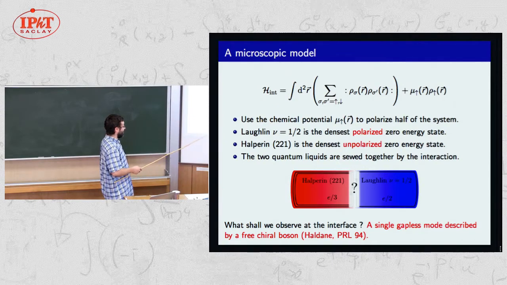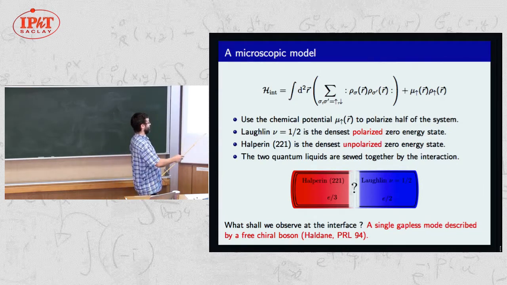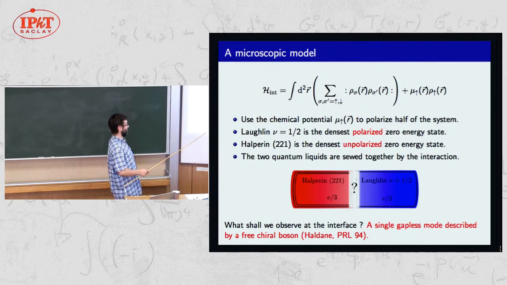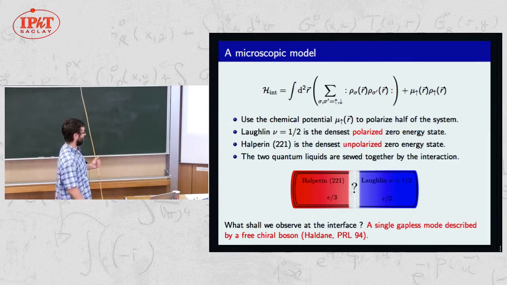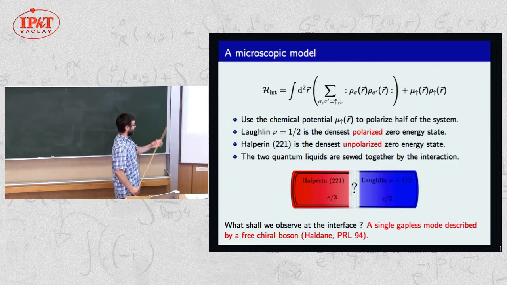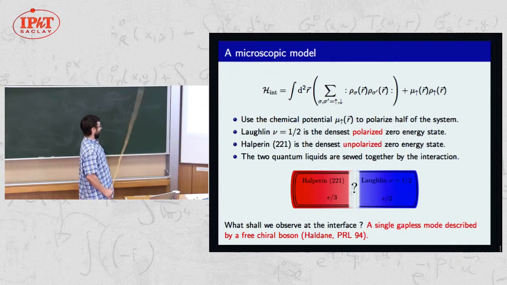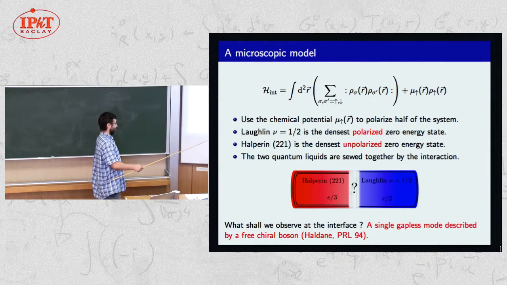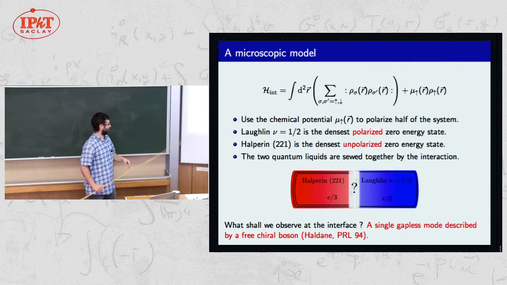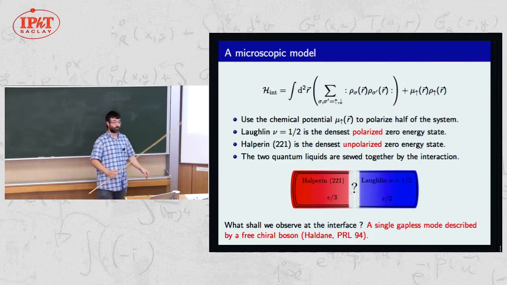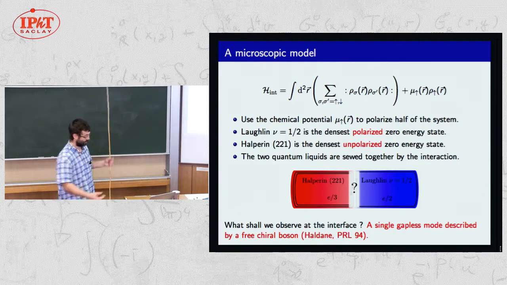If you want to do exact diagonalization on this, you can just take this Hamiltonian and add a chemical potential for the up spin, put that chemical potential 0 here, infinite here, and do exact diagonalization. At the end of the day, if time allows, I'll show you how our variational approach compares to exact diagonalization. Haldane had a prediction about what you should find at the interface: a single gapless mode with a free chiral boson at radius √6. We'll see if we find it.